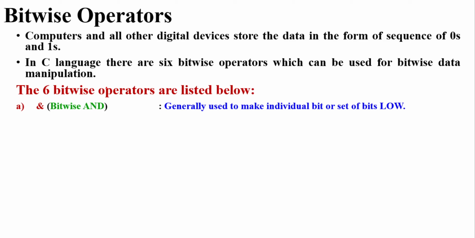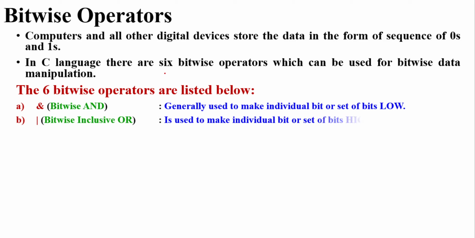The first one is your AND operator. This is called the bitwise AND operator, and this is generally used to make an individual bit or set of bits low. Remember, this is very important, that AND operation is generally used to make a particular bit or set of bits low. We call it bitwise masking also.